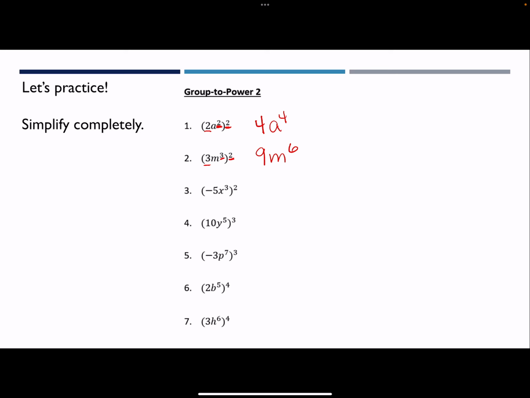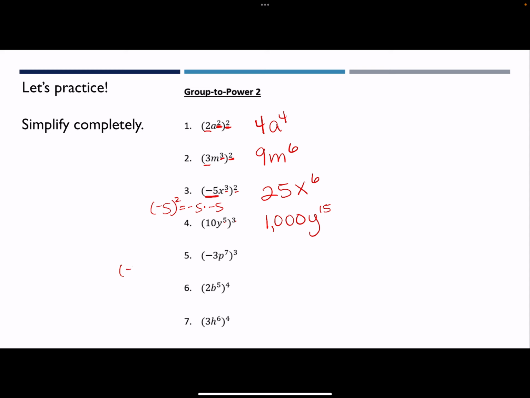For number 3, I'm raising the coefficient, which is -5, to the 2nd power, which means -5 times -5. And a negative times a negative is a positive, right? So this is actually going to be positive 25x to the 6th because I multiply these exponents. So 10 to the 3rd is 1,000. Y to the 15 because 5 times 3 is 15.